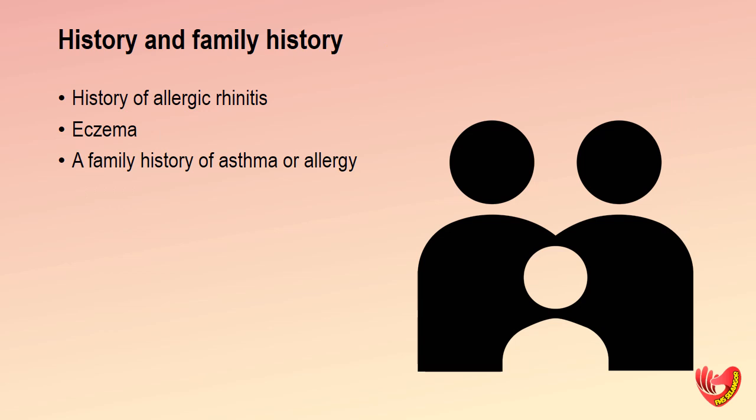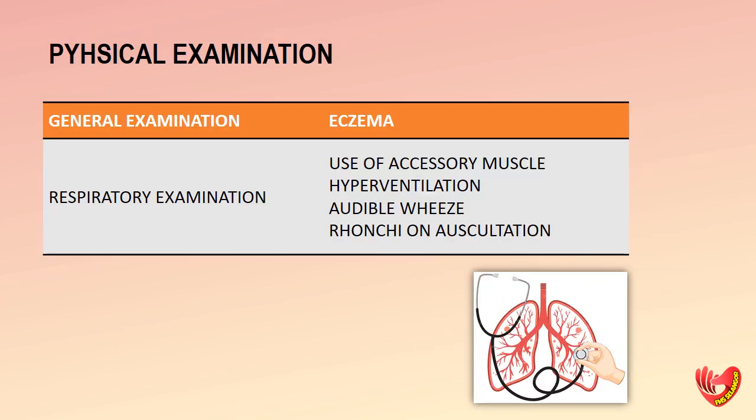Apart from diagnostic criteria, as I mentioned earlier, a history of allergic rhinitis, eczema, and a family history of asthma or allergy are salient histories in making a diagnosis of asthma. Asthma patients usually present asymptomatically to us. In general physical examination, some may have eczema. Use of accessory muscles, hyperventilation, audible wheeze, and rhonchi on auscultation are seen in acute or severe asthma patients.